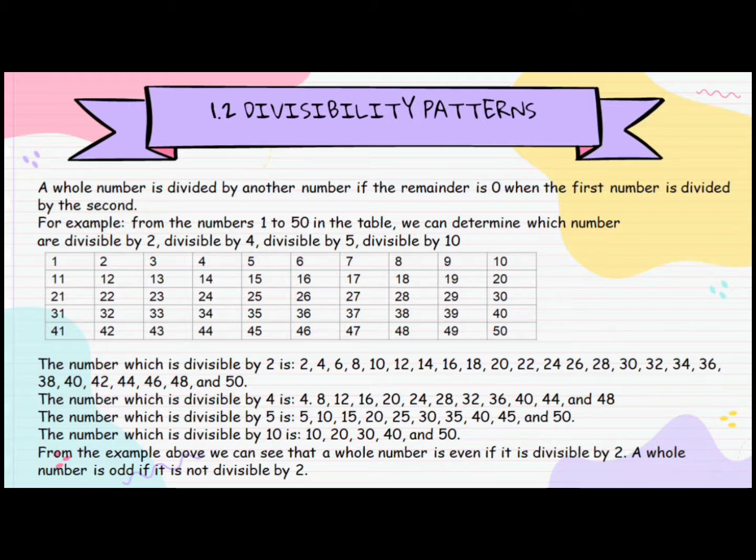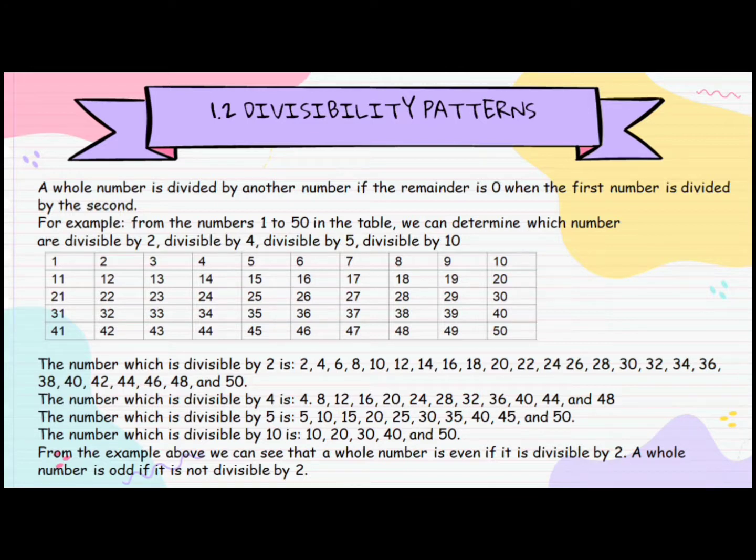A whole number is divisible by another number if the remainder is 0 when the first number is divided by the second. For example, from the numbers 1 to 50 in the table, we can determine which numbers are divisible by 2, divisible by 4, divisible by 5, divisible by 10. Nah, gambarnya seperti ini.